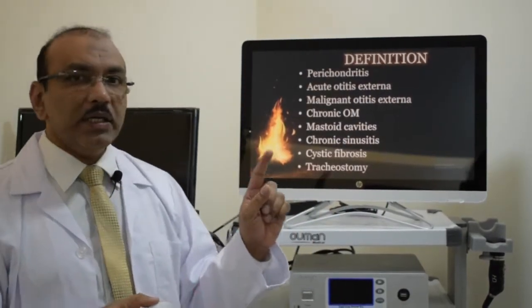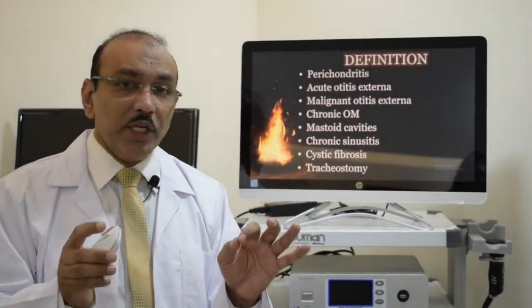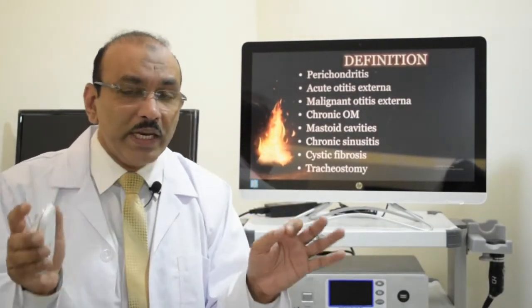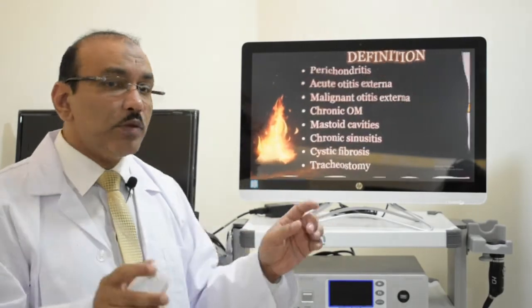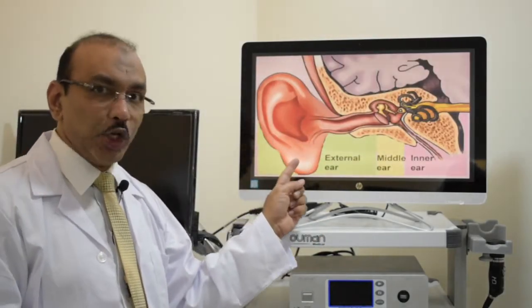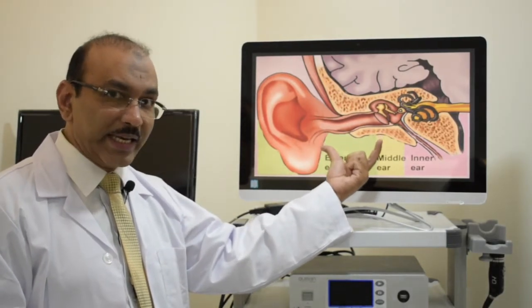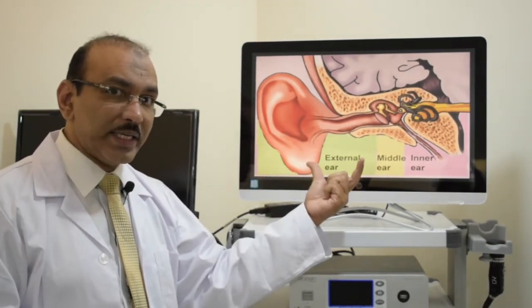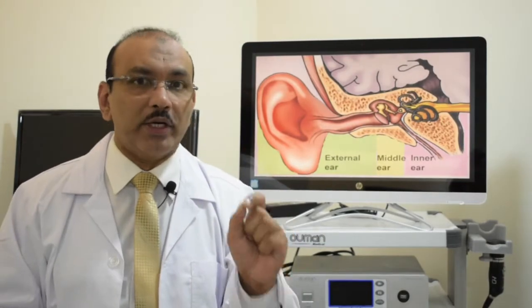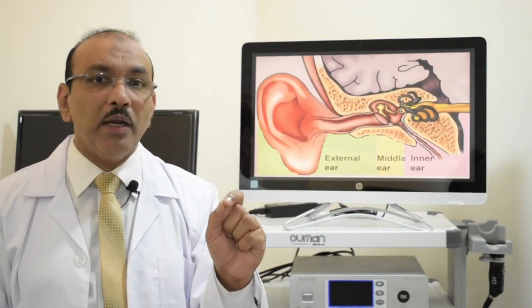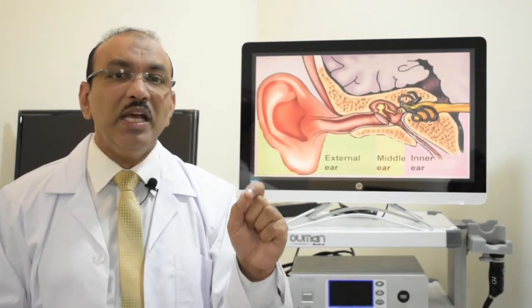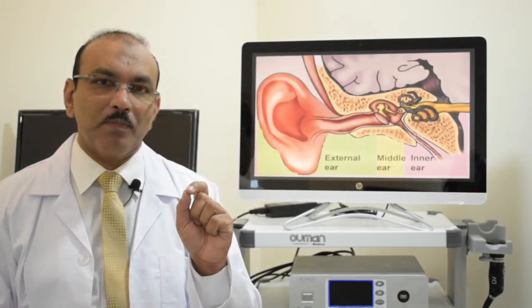Now, in ENT alone, Pseudomonas can produce so many diseases. Suppose it affects the pinna, it is called perichondritis. When it affects the external auditory canal, otitis externa. In that otitis externa, there is a condition called malignant otitis externa, which is common in patients above the age of 60 and in immunocompromised patients.